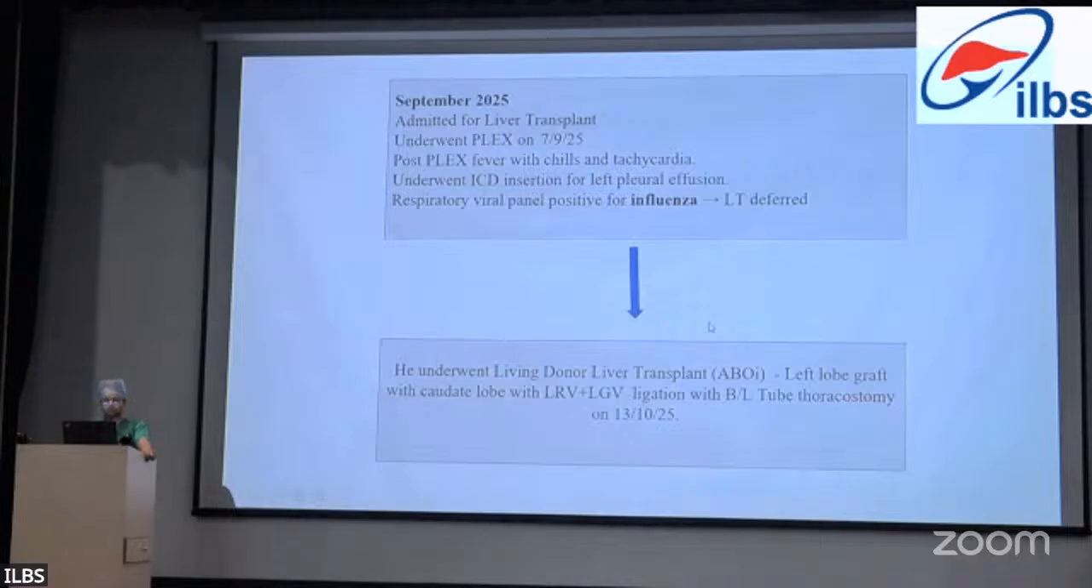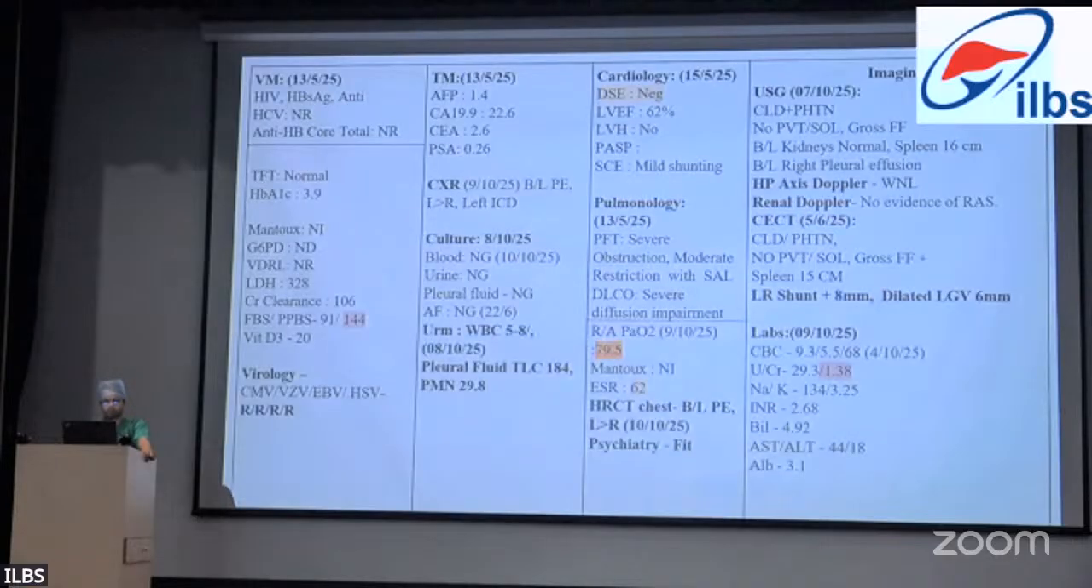He was admitted for liver transplant and underwent PLEX on 7th of September. Post PLEX, he had fever and chills with tachycardia. So ICD insertion was done, and he was later found to be influenza positive. LT was deferred, and he then underwent liver transplant after optimization on 13th of October. In preoperative workup, viral markers were all negative. Room air PO2 was 79.5. Chest showed bilateral pleural effusion, left more than right, and he had raised creatinine of 1.38.